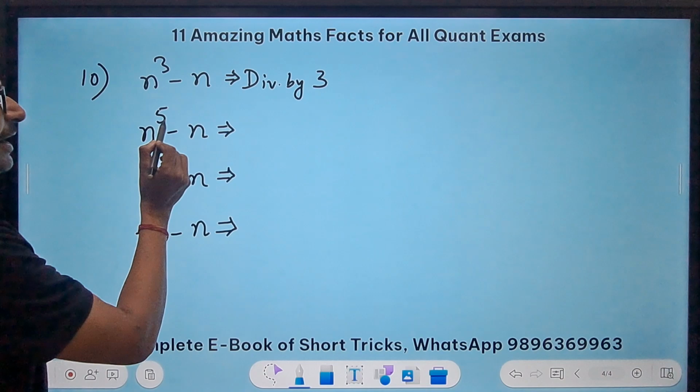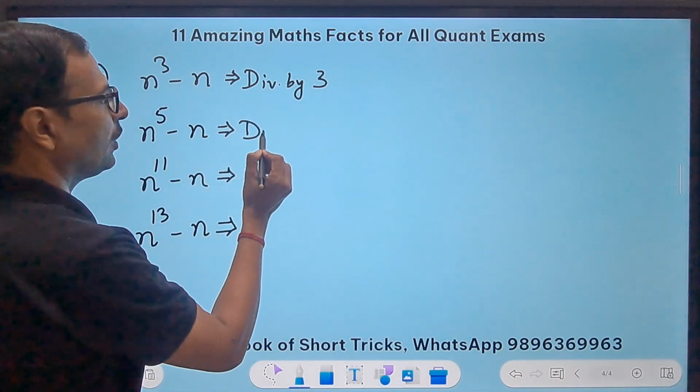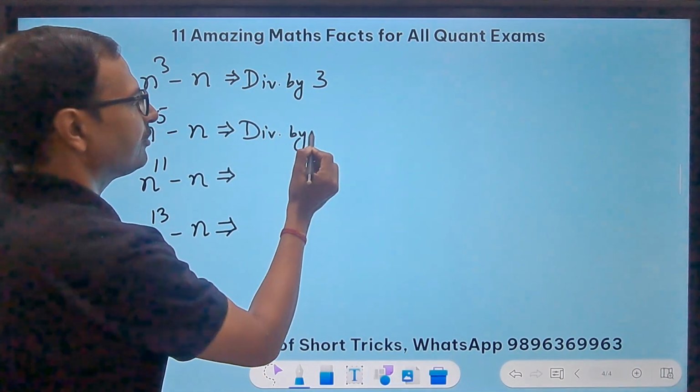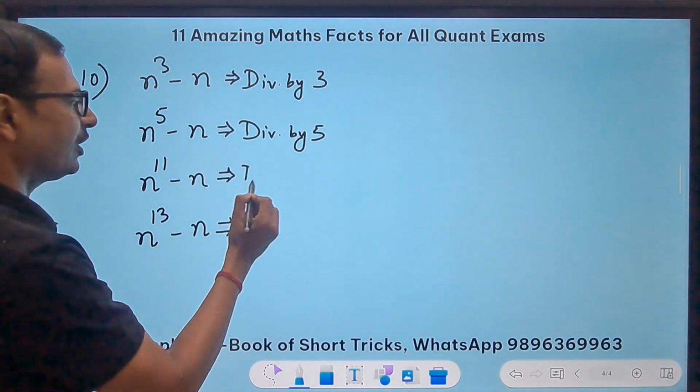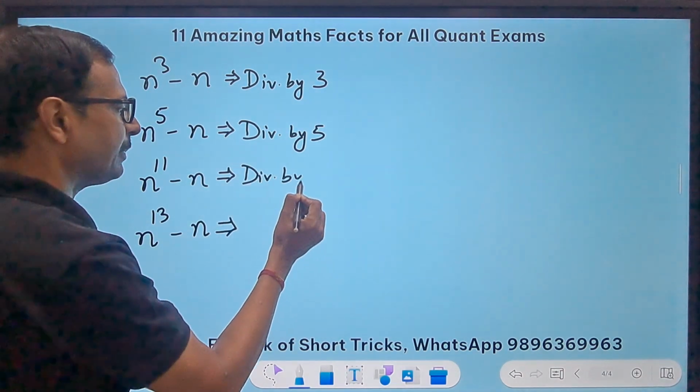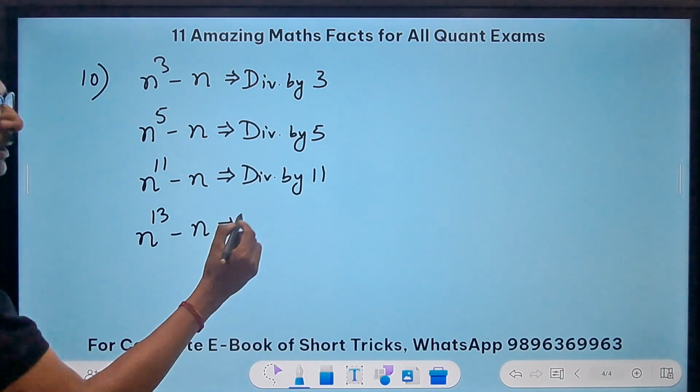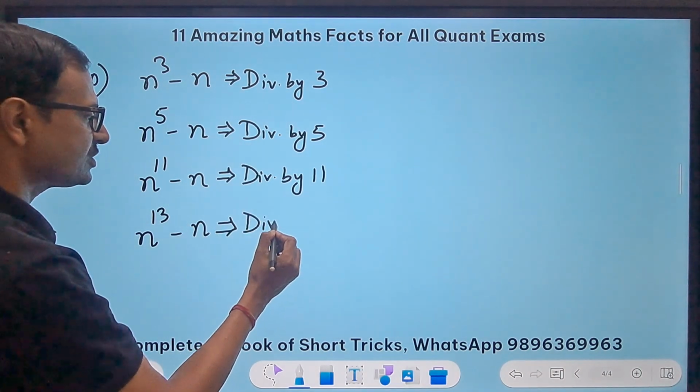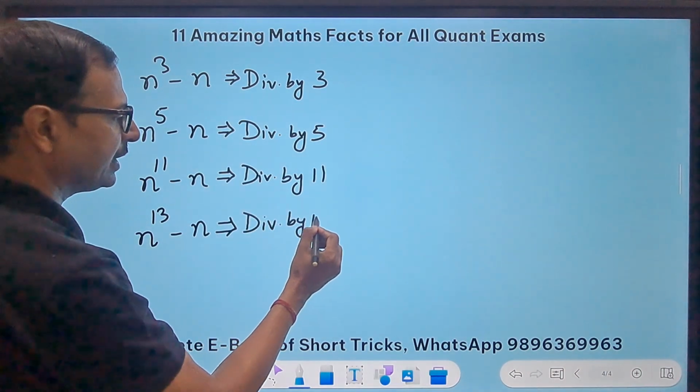Likewise, we have a power 5 here, right? So this will always be divisible by 5. This will always be divisible by 11, since the power is 11. And here the power is 13, so it will always be divisible by 13.